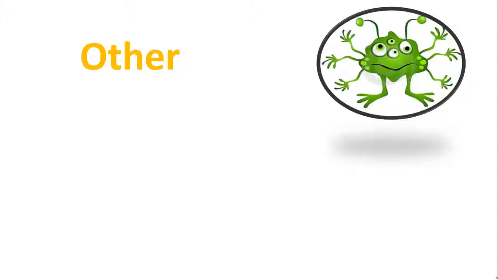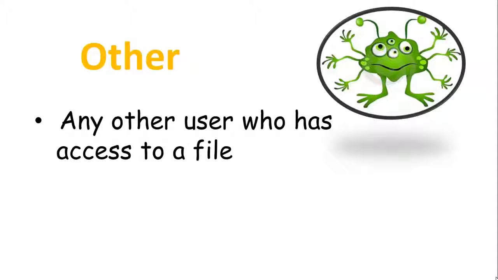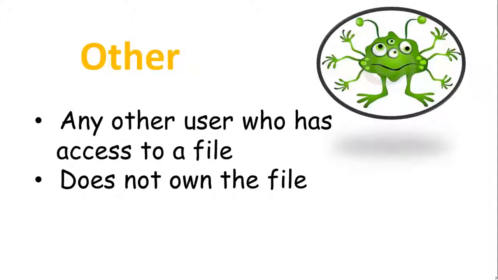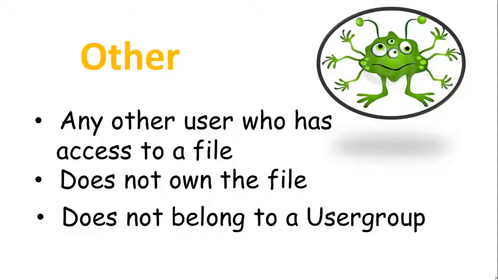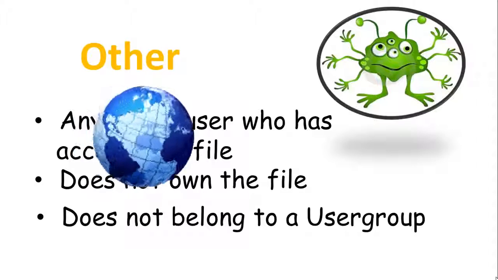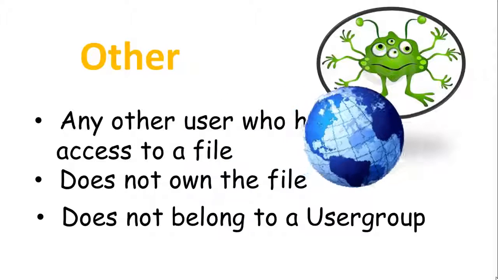Third is other, who is any other user who has access to a file. This person has neither created the file nor does he belong to a user group which owns the file. Practically, it means everybody else. Hence, when you set the permission for others, it is also referred to as set permissions for world.